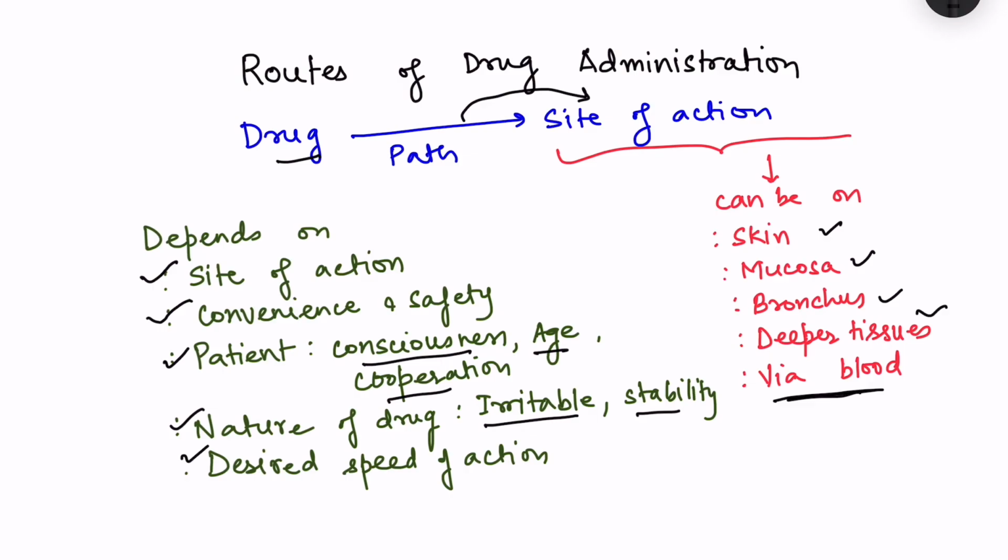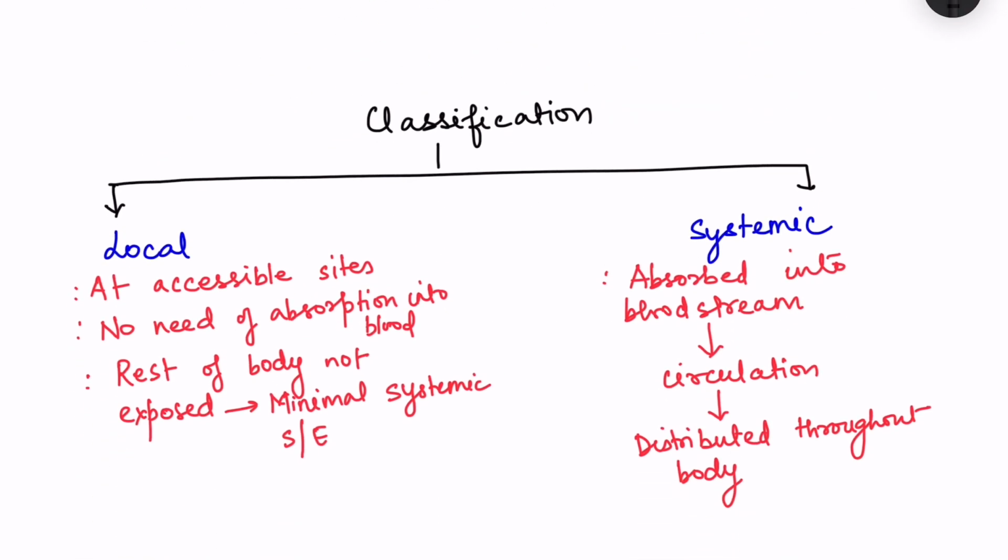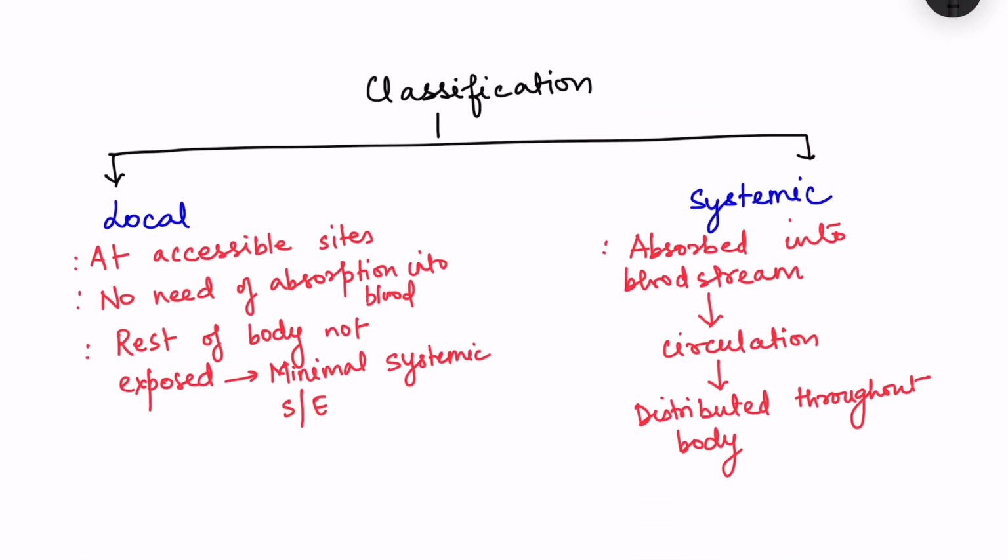Then what is the desired speed of action? For example, in case of emergency where very fast action is required, it is always better to give the drug by parenteral route rather than by enteral route. Enteral route means via the GIT. So the drug will be absorbed, it will take some time for the drug to enter into the circulation, and a variable amount of drug will reach the circulation. So in that case, it is advisable to give the drug by parenteral route, where the drug directly enters into the circulation.